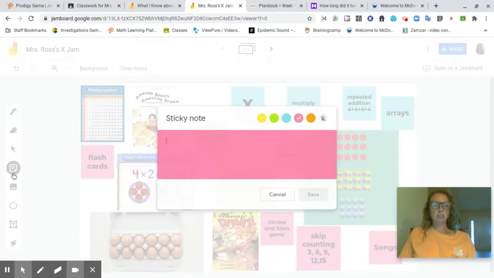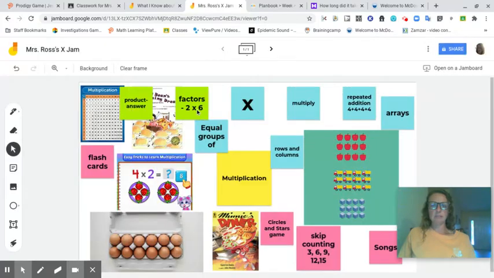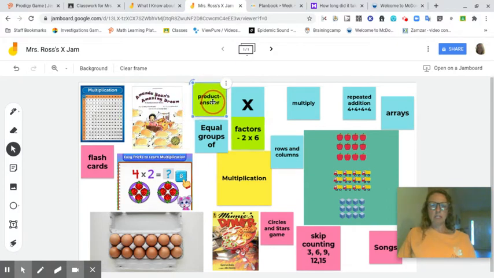And that actually reminded me of things that I left out, the vocabulary for multiplication. So product is my answer when I multiply, so I can add that sticky note. And then my factors are the numbers that I'm multiplying. So my factors would be like 2 and 6. So there's 2 more things. And you know what? I bet you guys thought of some things that I left out as well. And I might have gotten some things that you left out.